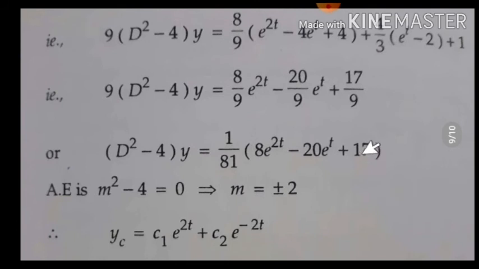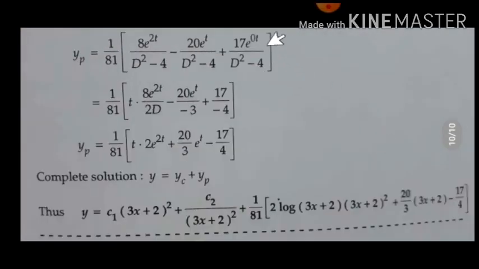Observe, this is constant. So the constant term you need to convert into type 1 by multiplying it with e to the power of 0t. Such type we discussed in type 1 problems. Yes or no? So here I multiplied it by e to the power of 0t. So type 1, replace d by 0. So you get minus 4. Only the first term's denominator is going to be 0. Hence introduce t and differentiate d square as 2d.